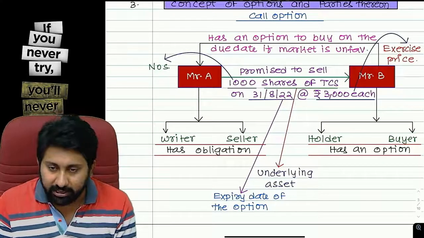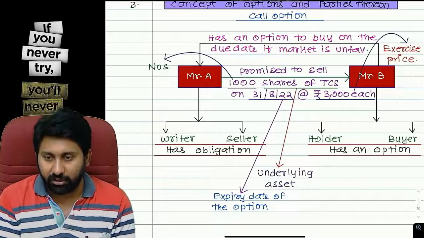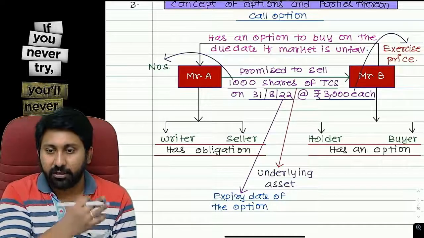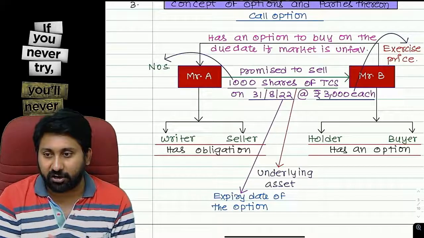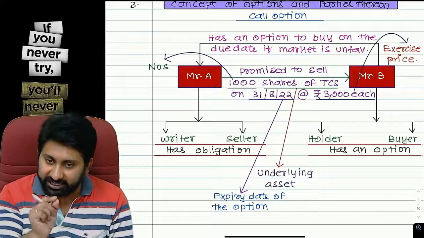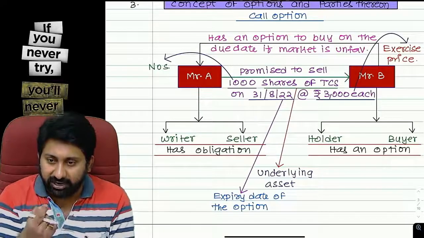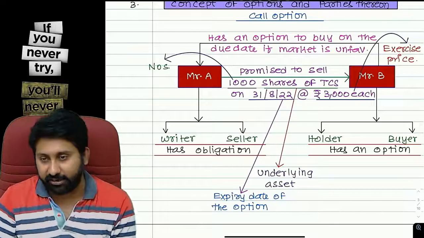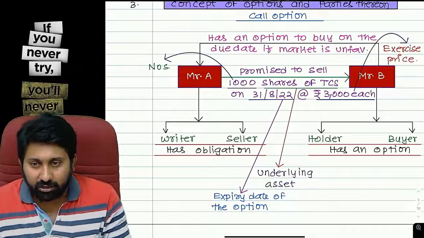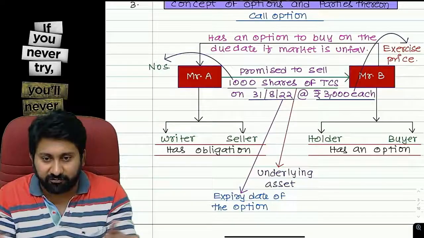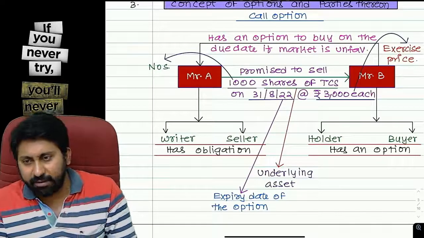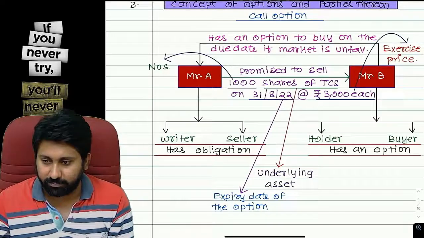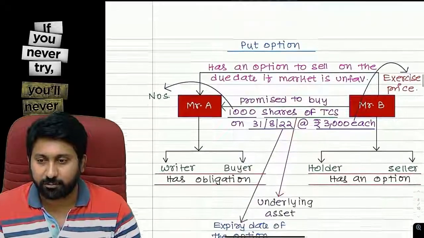I repeat: A, writer, obligation. B, holder, option. 1000 is the number of shares, lots. 3000 is each share price. Share of TCS is the underlying asset. 31/8 is the expiry date. Am I clear or not? This is the call option full chart. The same reverse will happen in the case of a put option. Let us see the put option now.